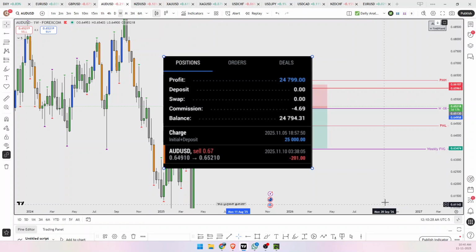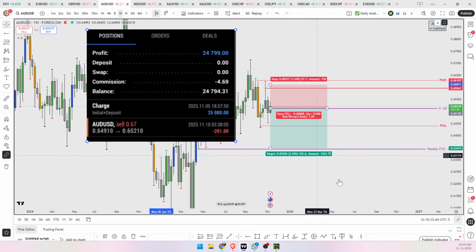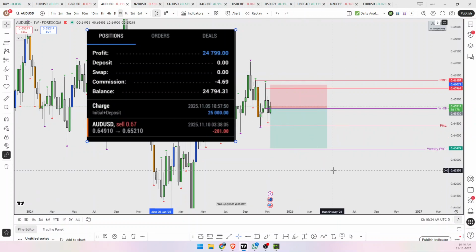So yeah guys, that's all for this trade. And once this weekly time frame trade ends, I will let you know about its final status.